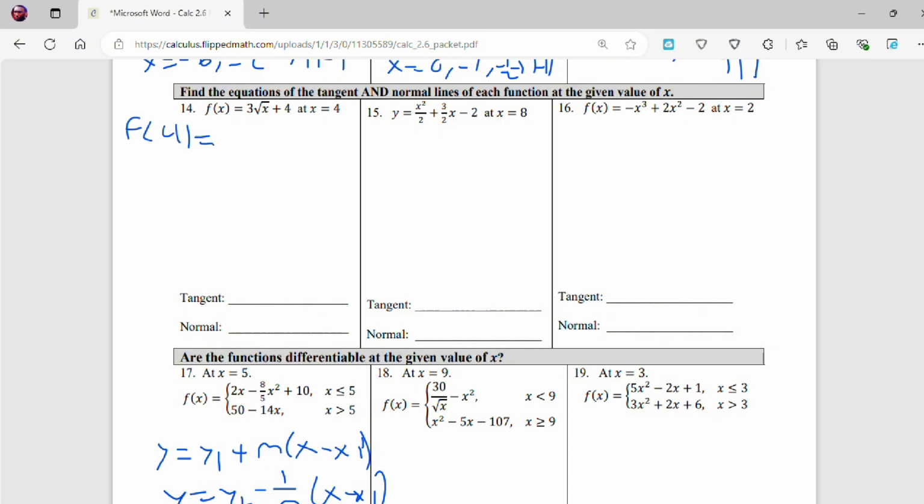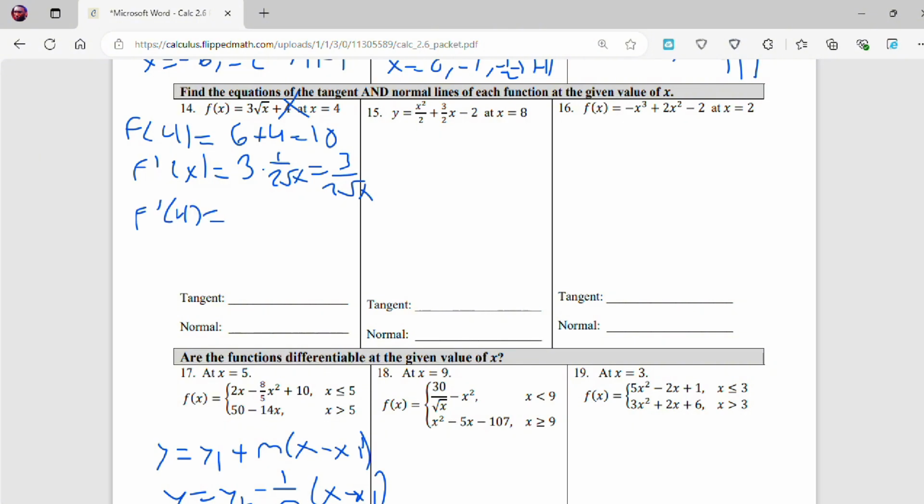So f of 4, 3 times square root of 4 is 3 times 2. 3 times 2 is 6 plus 4 equals 10. F prime of x, remember, square root of x is always going to be 1 over 2 square root of x, unless there's a chain rule, but that comes later on. So 3 times 1 over 2 square root of x, 4 is a constant, so that stays. So equals 3 over 2 square root of x.